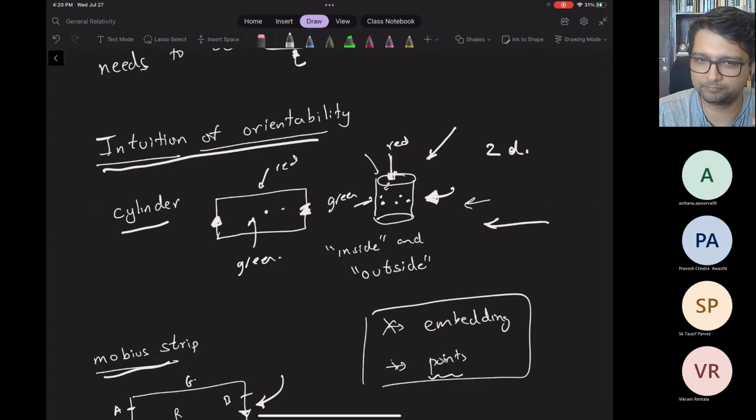Does that make sense? But how do I imagine this without embedding, the color of 2 different sides? How do I imagine this? Yeah, we'll see. I'll come to that. I'll give you a formal definition which will encompass this example.